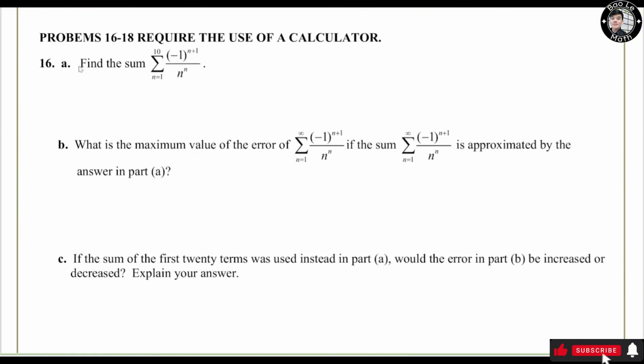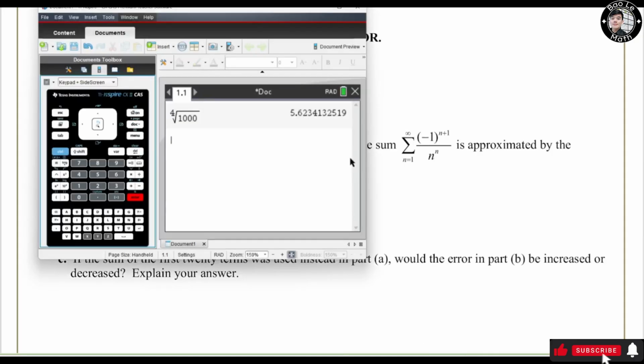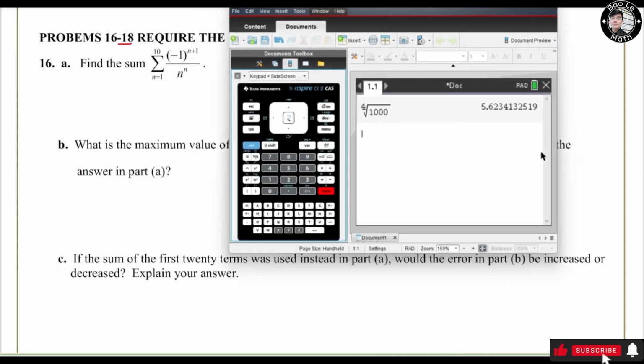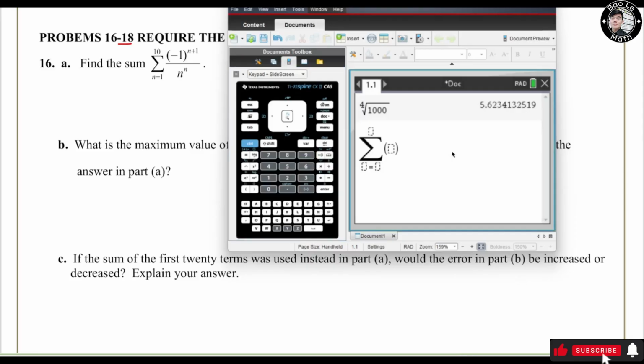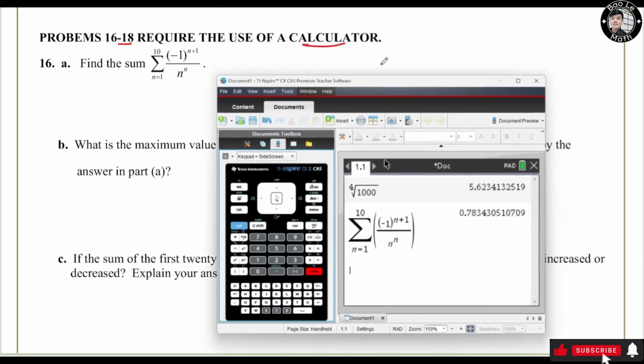Now, for questions 16 to 18, we are allowed to use the calculator. Question 16, we need to find the sum of this sequence. So we're going to bring up the calculator. Press the button right here, and then hit this, and then press Ctrl Enter. The answer is 0.783.